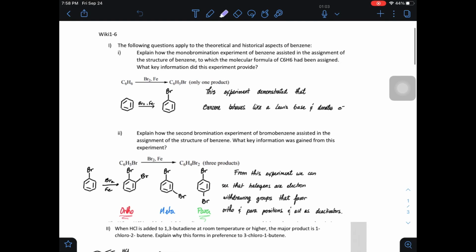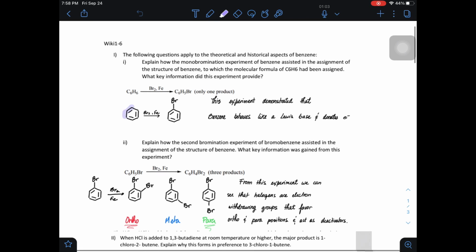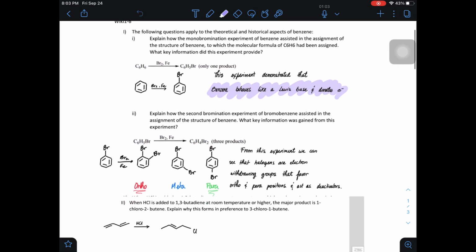Okay, so here we have to explain how the monobromination of benzene helped us learn more about the structure of benzene and how it works. So as we can see right here, that's benzene, and then we can also see the result of the monobromination of benzene as well. One of the key things that we learned from this experiment was that benzene behaves like a Lewis base and donates its electrons, and is also known as an electrophile.